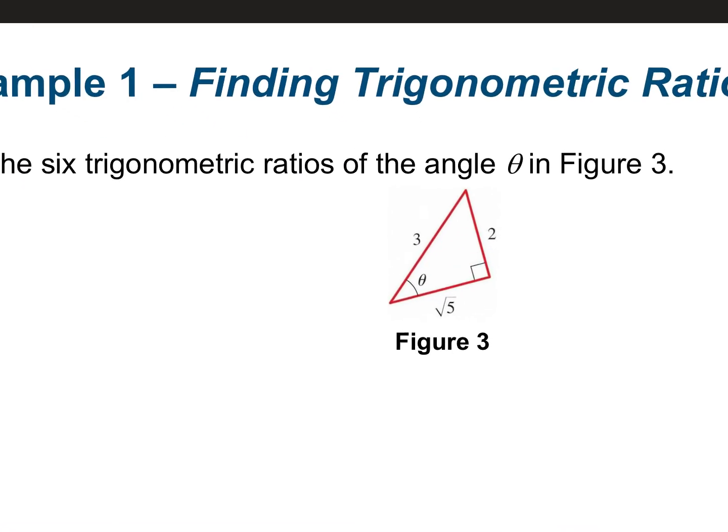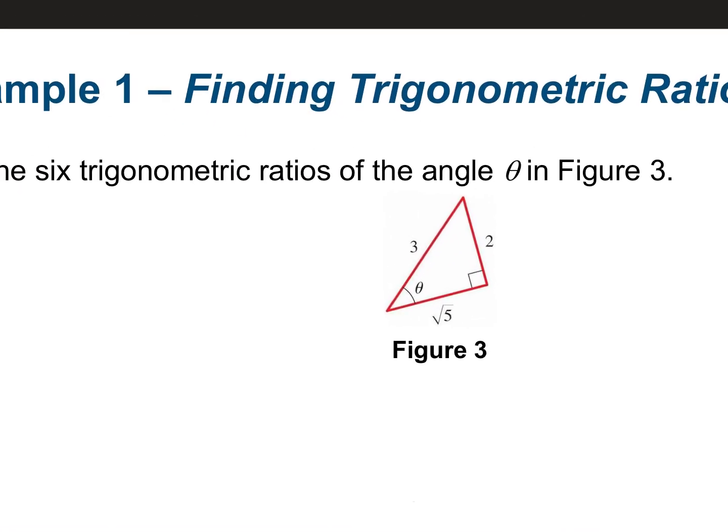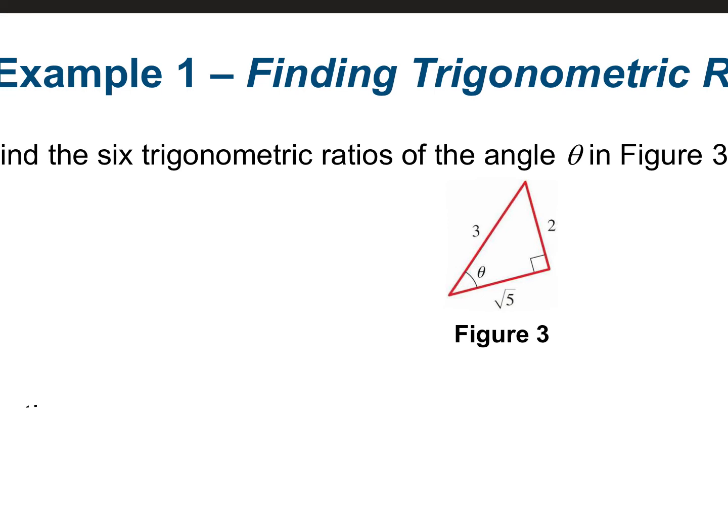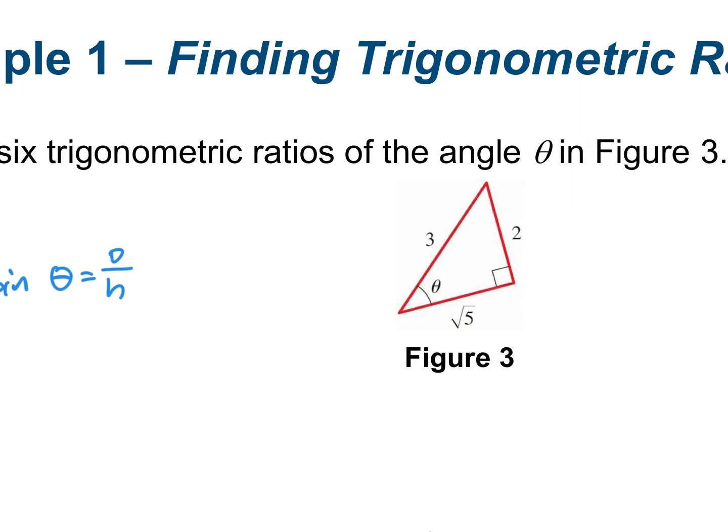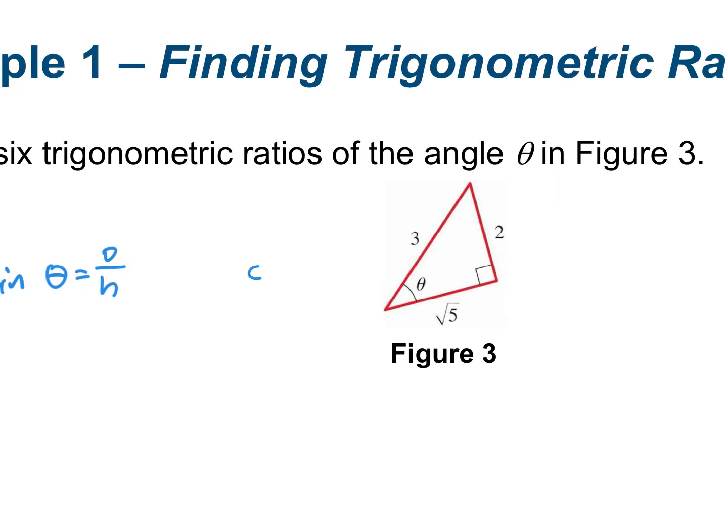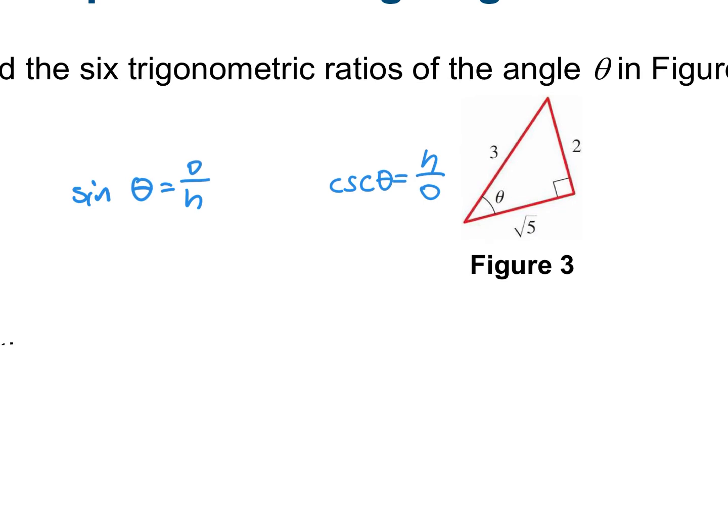All right, so you have a problem like this. It says find all 6 trig ratios. First thing I would do is I would write them down. I would say, okay, well, sine of theta. What's sine? What over what? Opposite over hypotenuse. Okay, so what goes with sine? What's the reciprocal of sine? Cosecant, right? So what would the cosecant be? Hypotenuse over opposite.